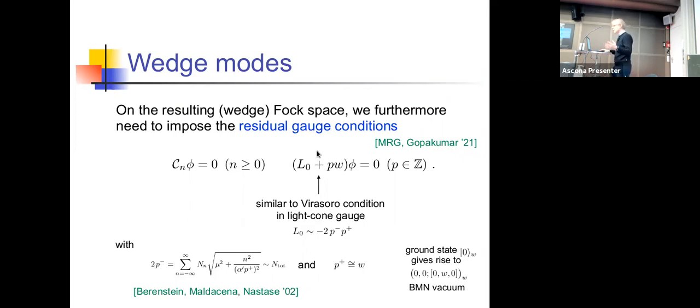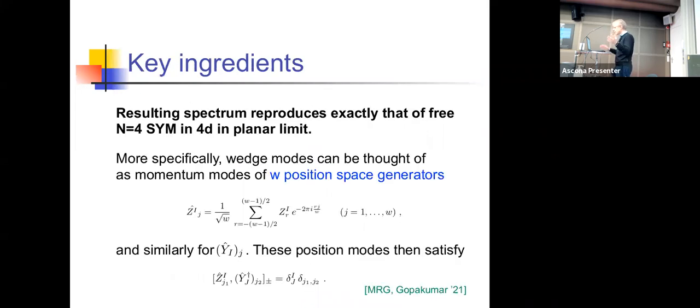And then our claim is that if you do this, you reproduce exactly the spectrum of free N=4 super Yang-Mills. Now, this is something you can prove. That's in fact not that hard. The idea is that you think of these wedge modes as being momentum modes that you can inverse Fourier transform to give you position modes. If you define the position modes by this formula, where these were the wedge modes you had before, then you can show that these position modes are localized to one of the W positions.